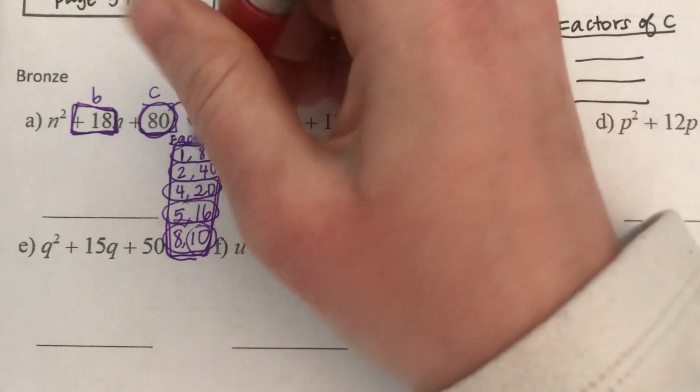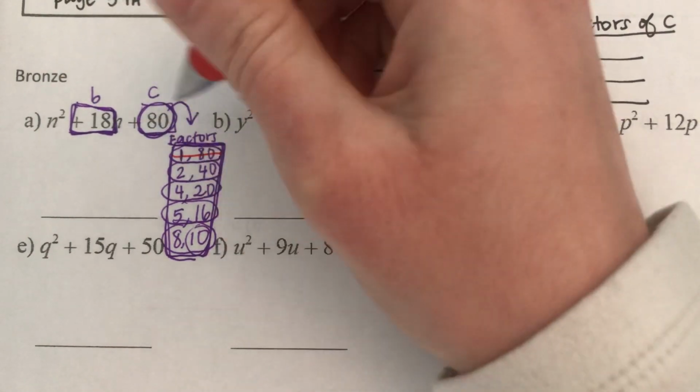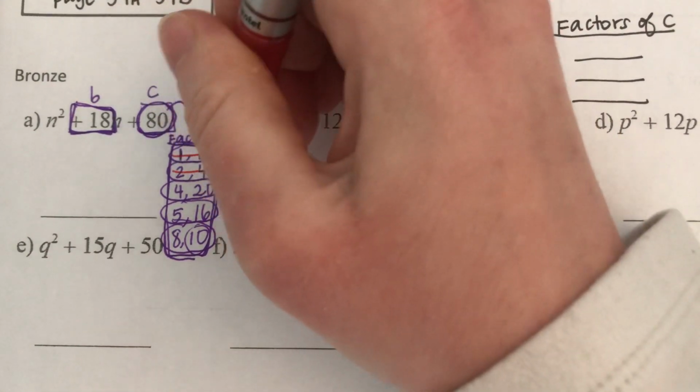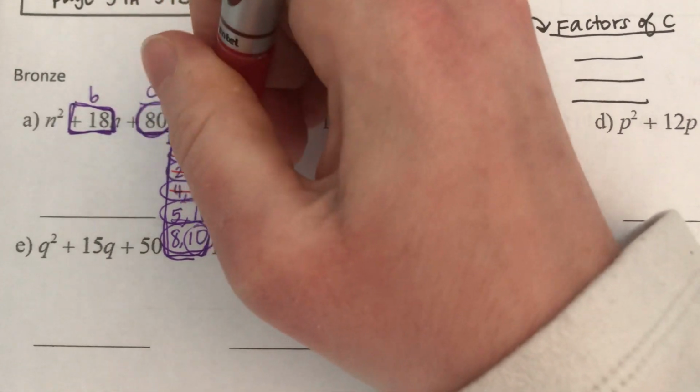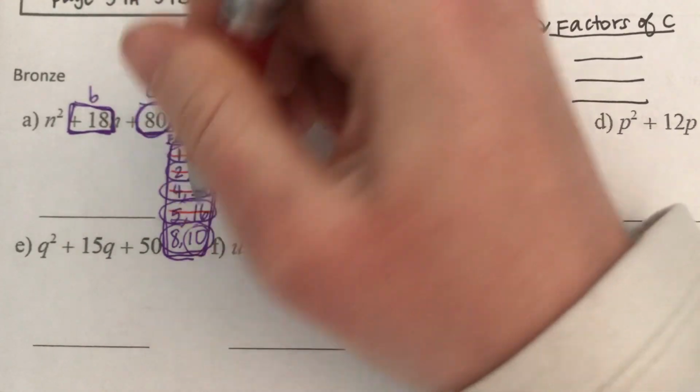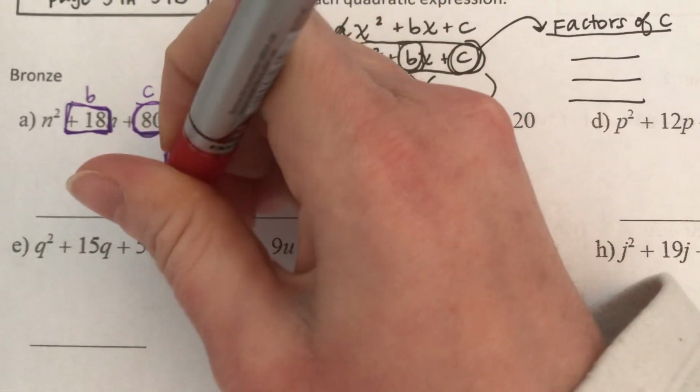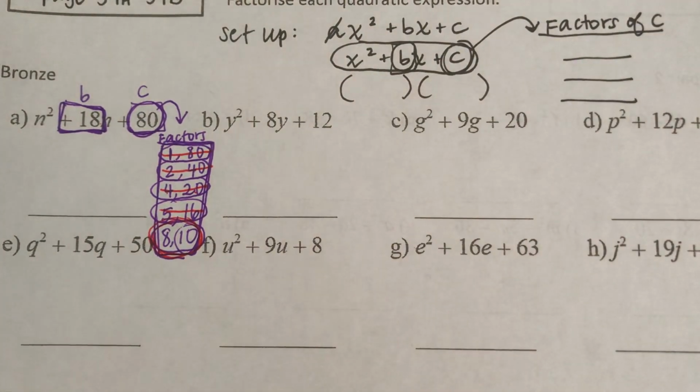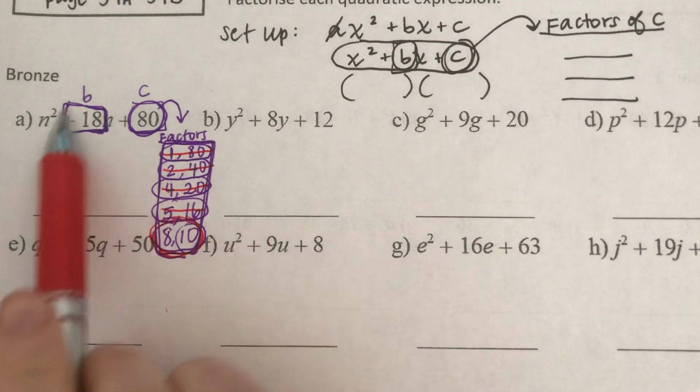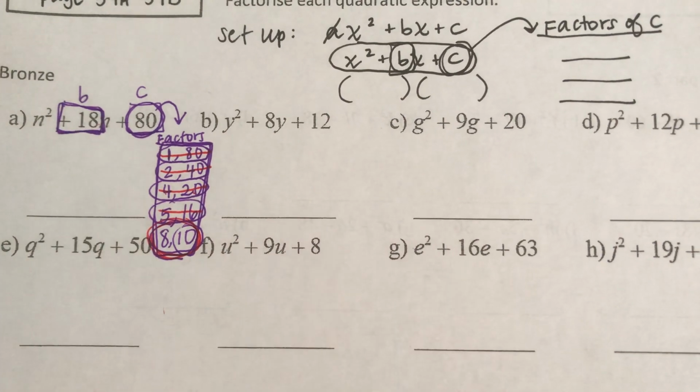Do 80 plus 1, does that give us 18? No. Does 2 plus 40 give us 18? No. Does 4 plus 20? No. 5 and 16 does not add up to 18. It just so happens to be the last one. Sorry for the long list on the first question. 8 plus 10 will give us 18. So that's what we're looking for.